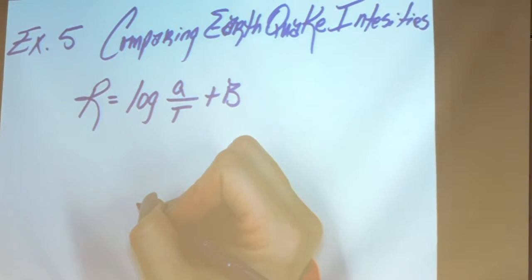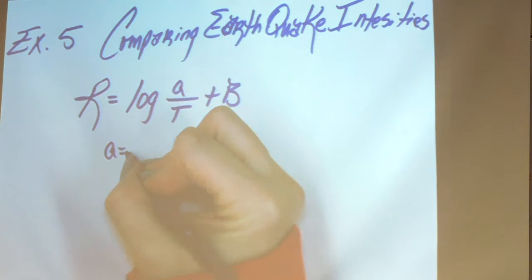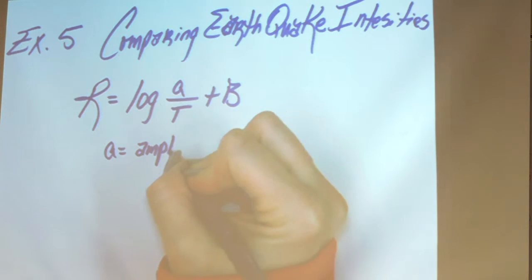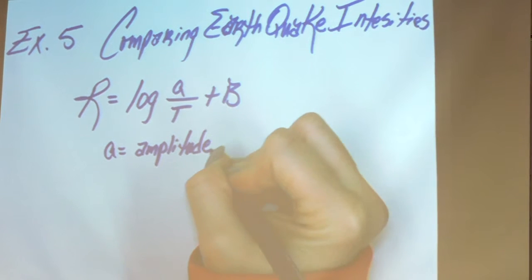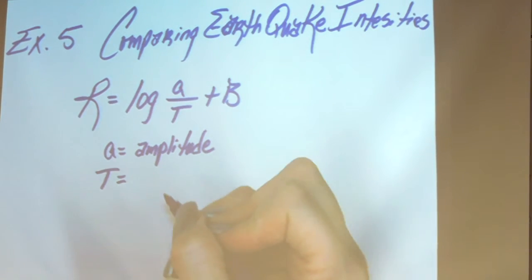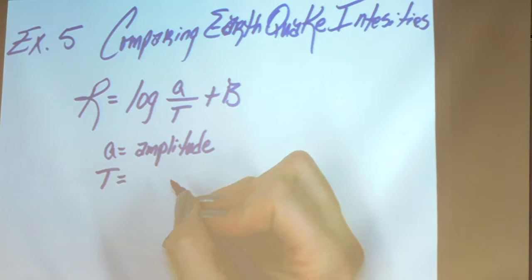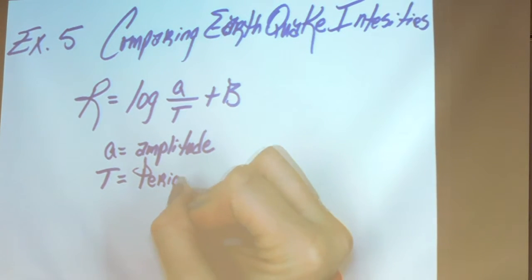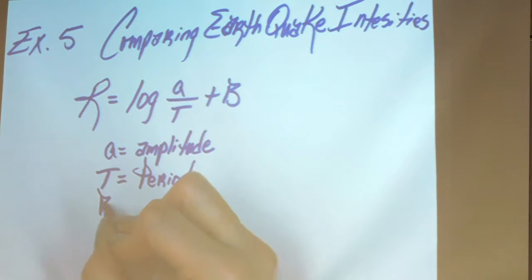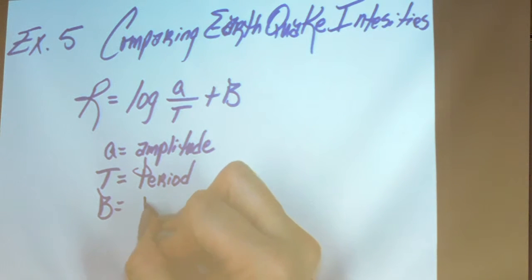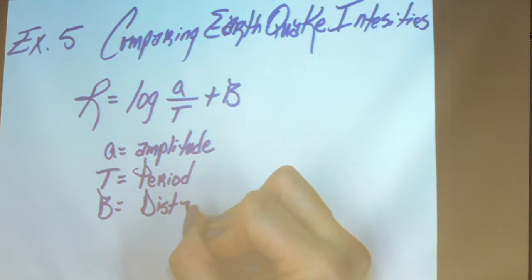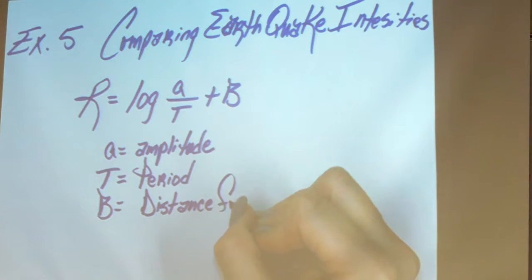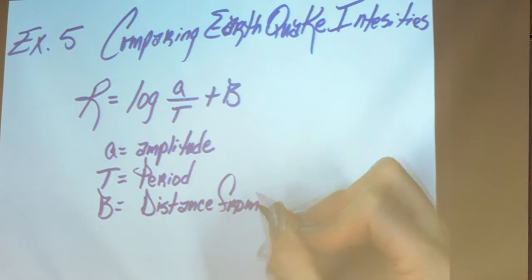Okay? And these variables, the A is your amplitude. A is amplitude. The T is the period associated with the earthquake, so the period of the earthquake. And your B is basically the distance from the epicenter. The epicenter is where the earthquake originates.